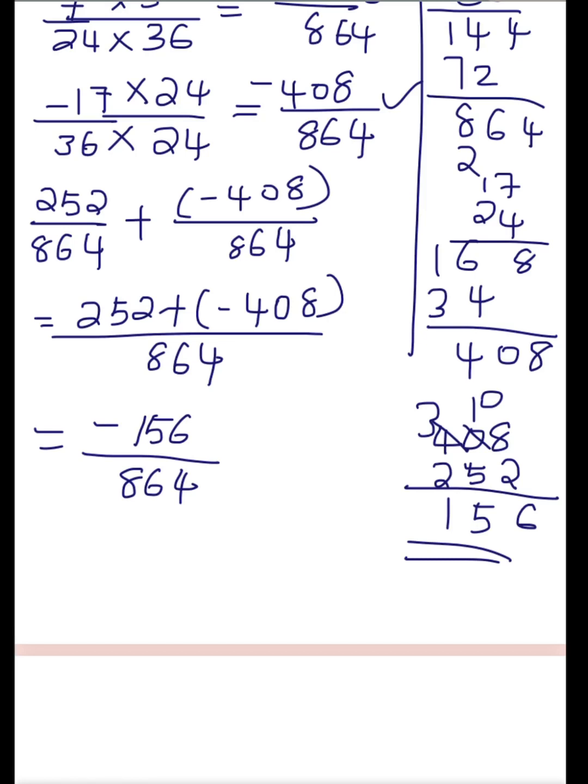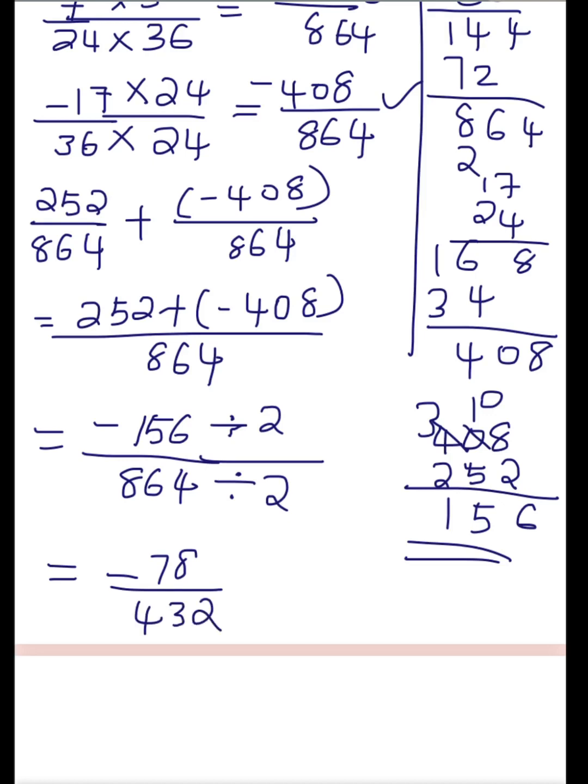Now you have to make it into its standard form. For that you have to divide by a common factor of both numerator and denominator. Suppose I am taking 2 and dividing both by 2. So what is 156 divided by 2? When you do the division, you will get the answer as minus 78. Now 864 divided by 2, when you do it, you will get the answer as 432. I am not showing the steps of division here, but you have to divide it and see.